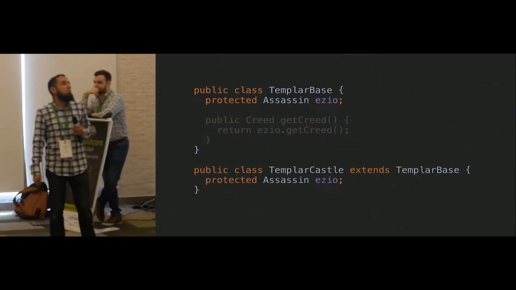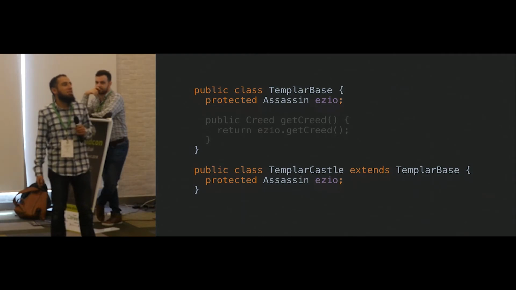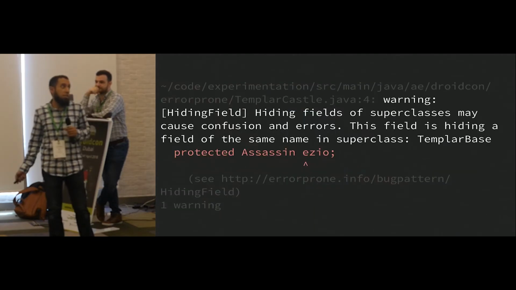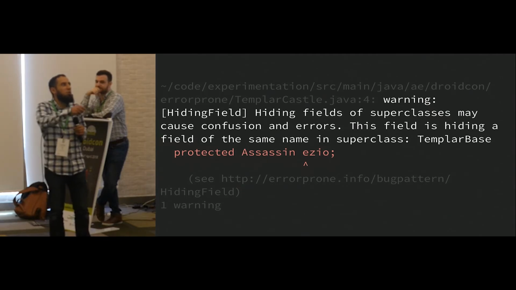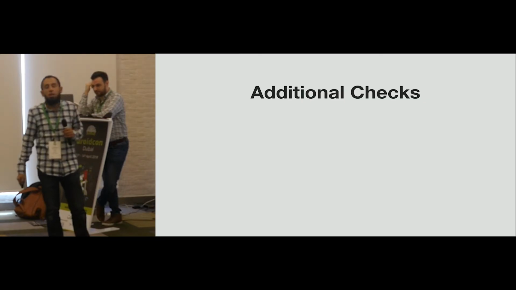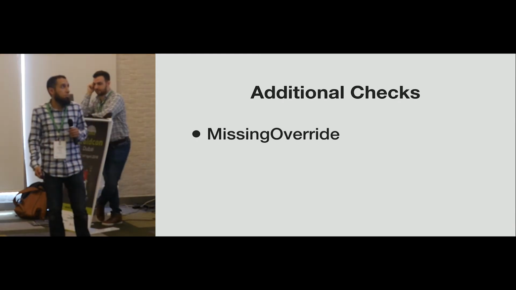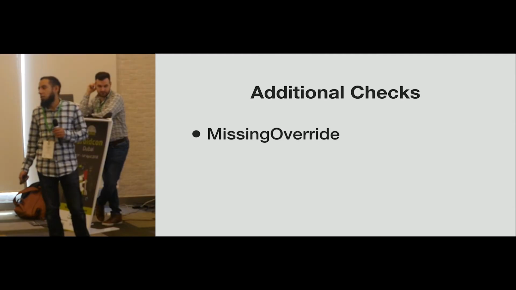Here's another example. I have this class, and it has an assassin in it. Then I subclass the class, and I have the same assassin in it. There's nothing fundamentally wrong with this code, but it's bad practice, right? The assassin should not live both in the parent class and the subclass, it should live in one or the other. Error Prone will tell you this. Again, it's super hard to catch in review, especially if the modification only happens to the subclass, not to the superclass, for example.